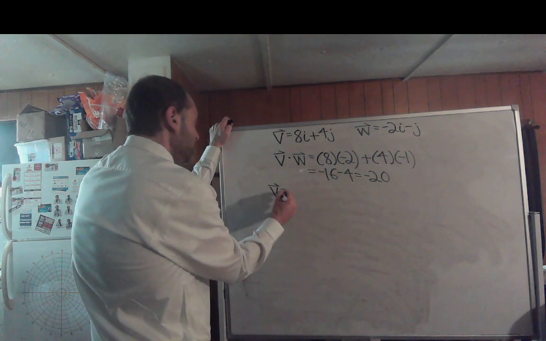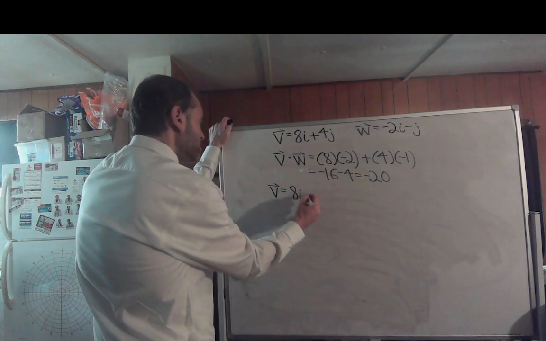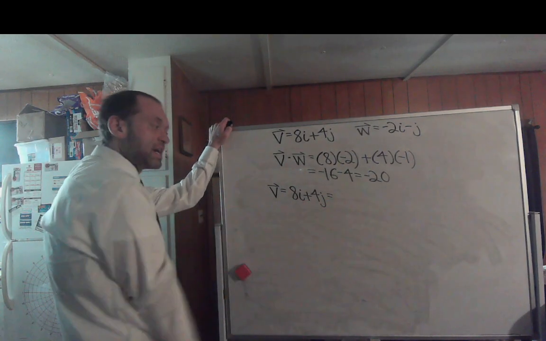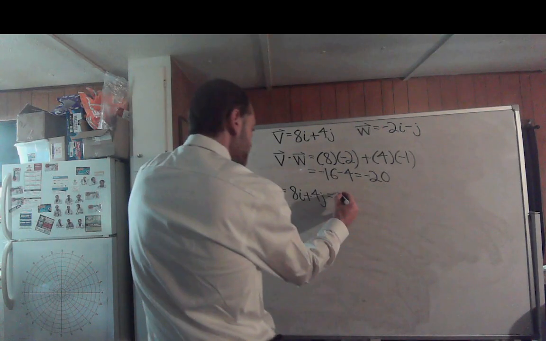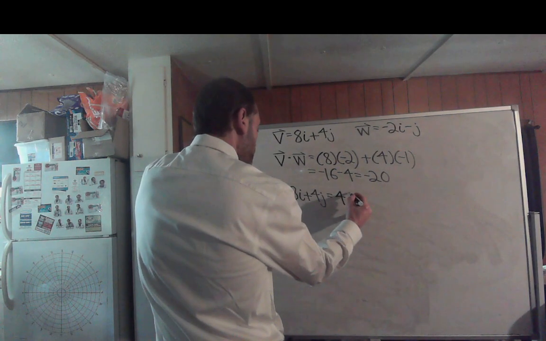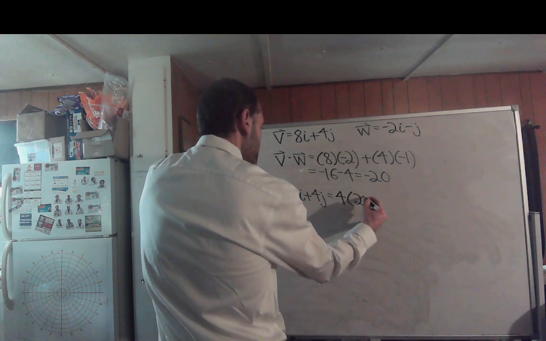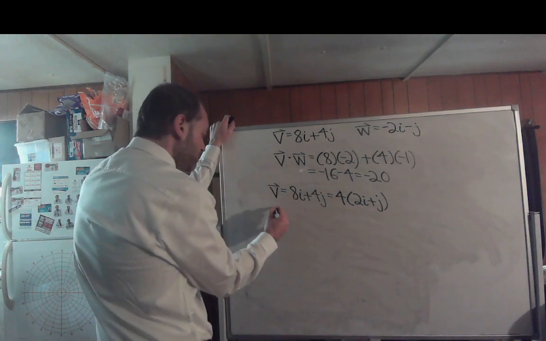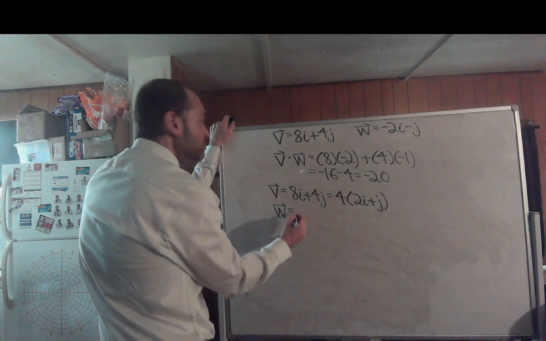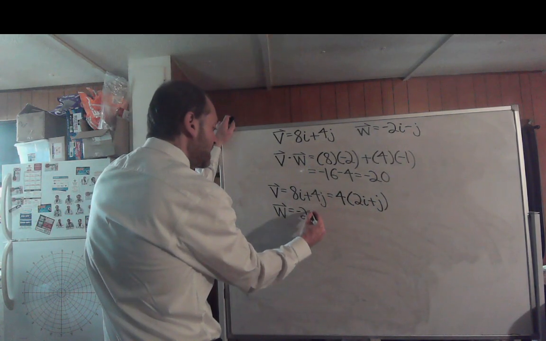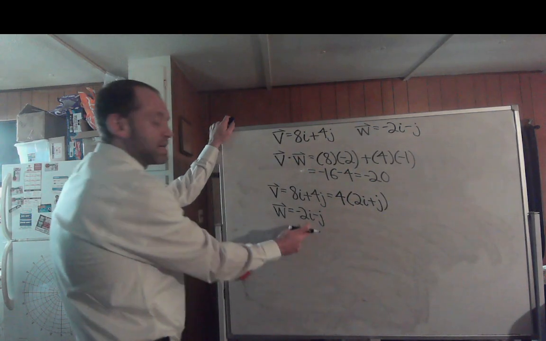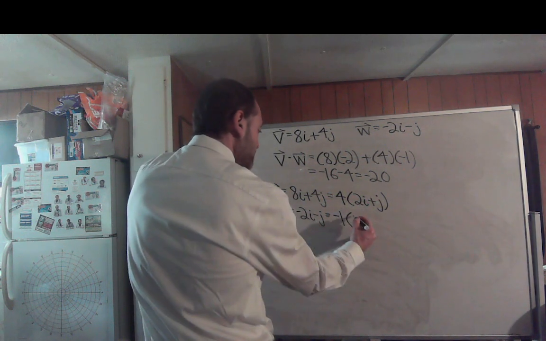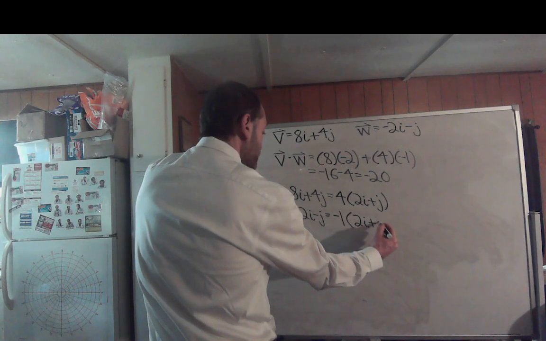So vector v, of course, is 8i plus 4j. Well, do we have anything in common that'll factor out? We have a common 4. That would be 4 times 2i plus j. And then we could say that vector w is negative 2i minus j. The only common thing we can factor out here is a negative 1, but that should be all we need, because you'll end up getting negative 1 times 2i plus j.